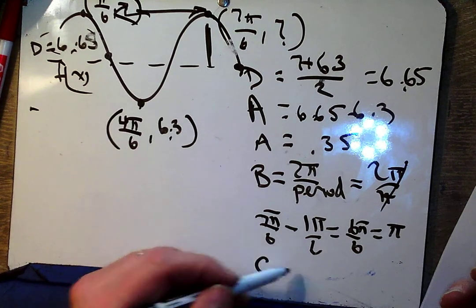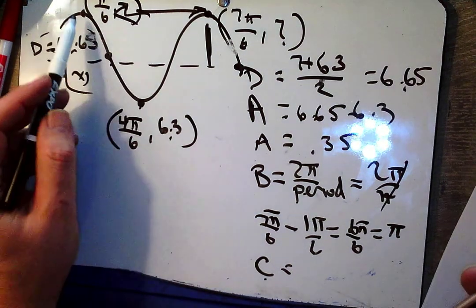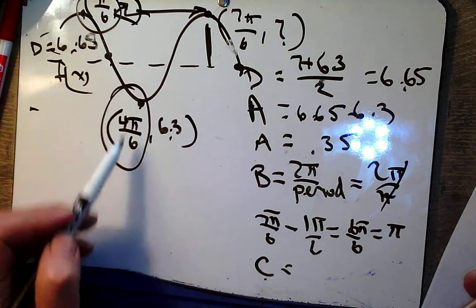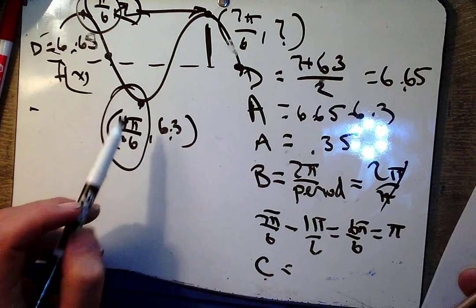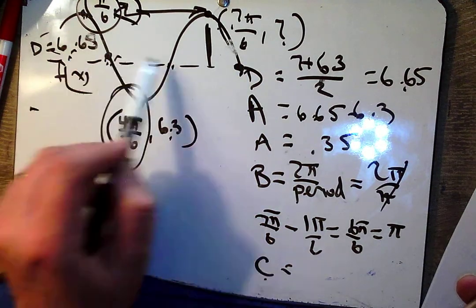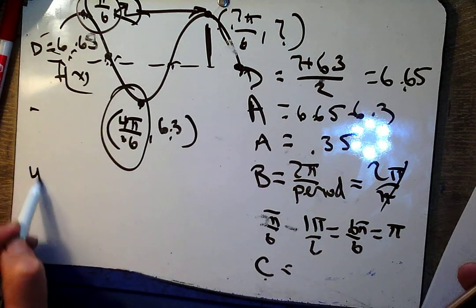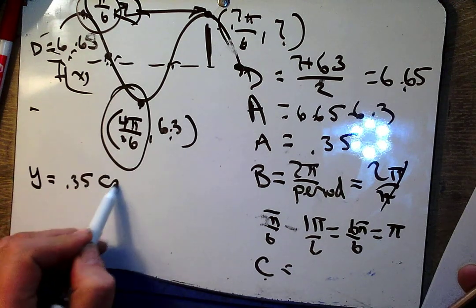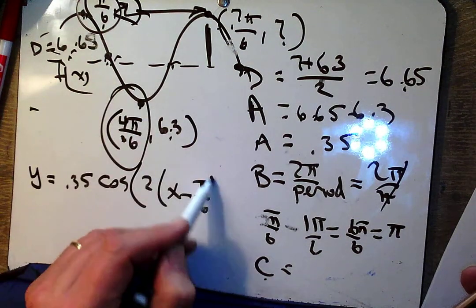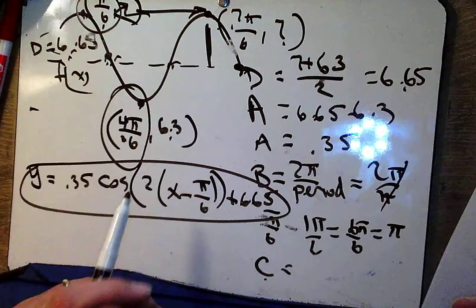And then finally, C. C is the x value where our graph starts, right? So I'm thinking about this as positive cosine, and so this is my C value. If you were thinking about it as negative cosine, this would be your C value. You could use this C value for positive cosine. I can't use sine because I don't know where these points are. So my model, or my equation, would be y equals 0.35 cosine of 2 times (x minus pi over 6) plus 6.65. And so that should be that graph.